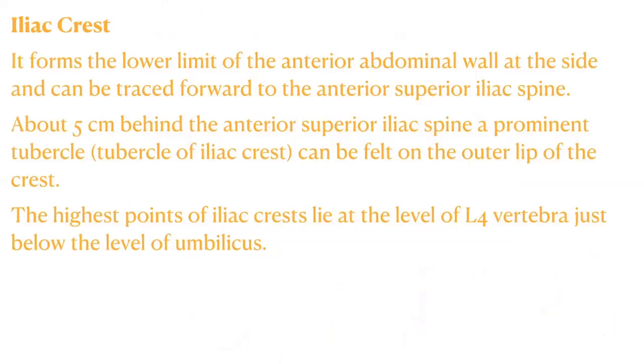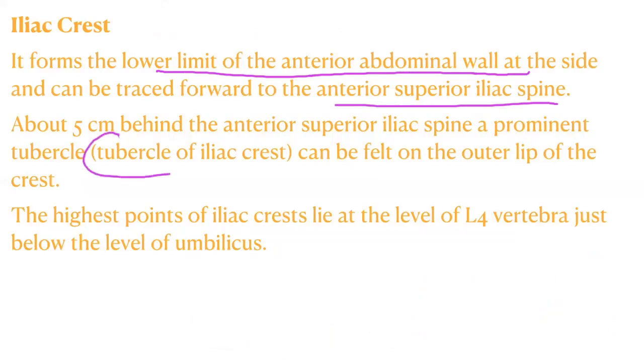Coming to another bony landmark, the iliac crest. It forms the lower limit of the anterior abdominal wall. The upper limit is formed by the xiphoid process, whereas the lower limit is formed by the iliac crest, which can be traced forward to the anterior superior iliac spine. About 5 centimeters behind the anterior superior iliac spine, a prominent tubercle of the iliac crest can be felt on the outer lip of the crest, right?